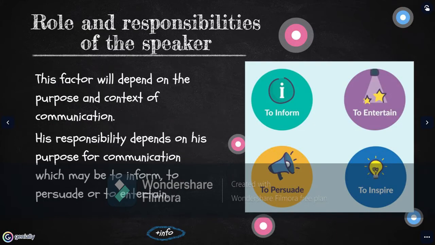This factor will depend on the purpose and context of communication. The speaker may be a person who gives information and additional knowledge to another person or an audience, someone who convinces others for a cause, or an individual who provokes laughter for diversion and fun. Hence, his responsibility depends on his purpose for communication, which may be to inform, to persuade, or to entertain.